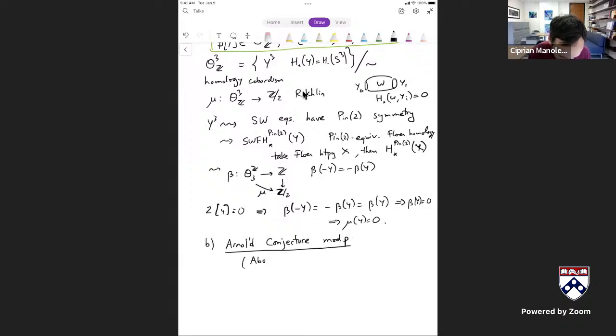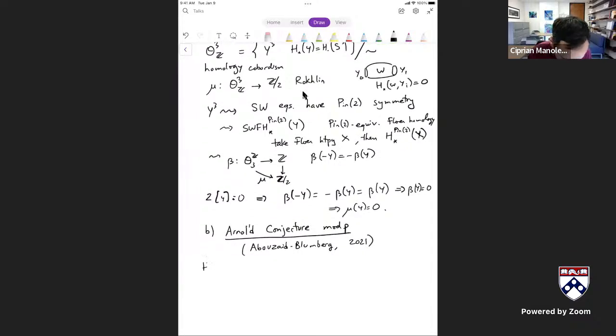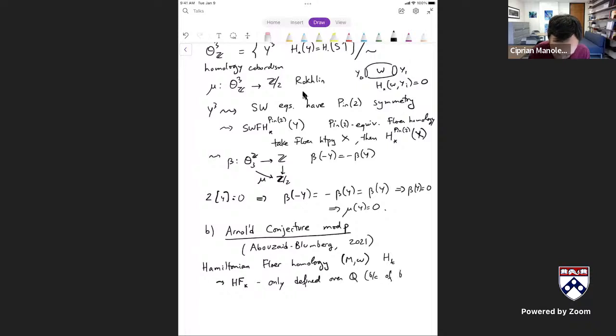And this was proved by Abouzaid and Blumberg last year, 2021. So let's recall that we had Hamiltonian Floer homology. We have (M, omega) and some Hamiltonians. We get this HF, and in general, this is only defined over the rational numbers because of bubbles.